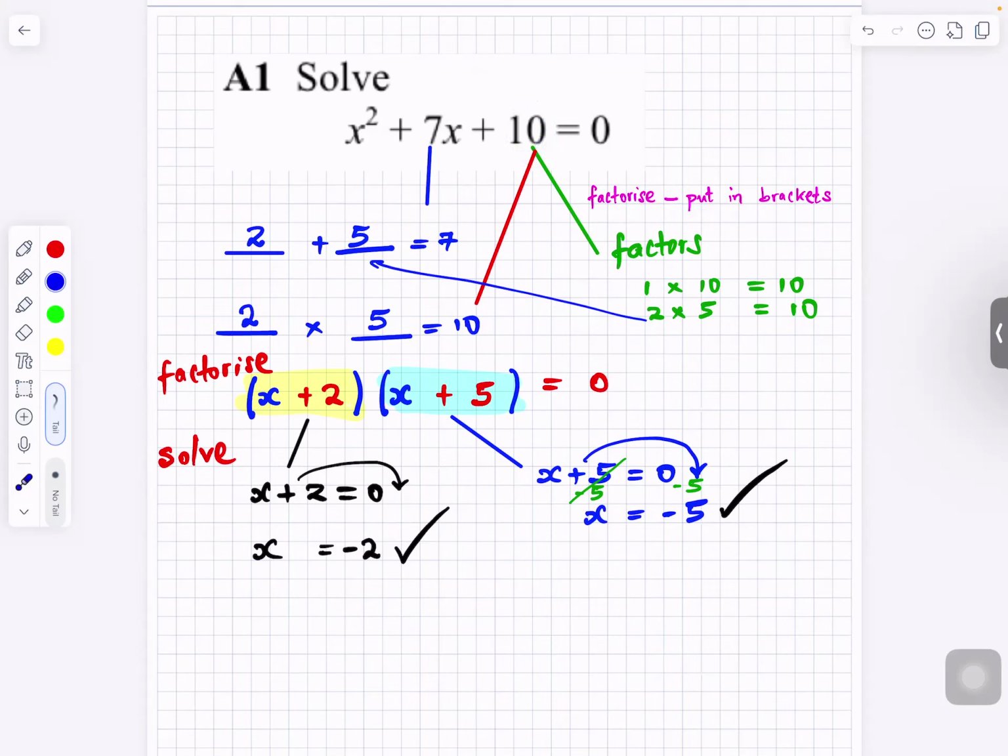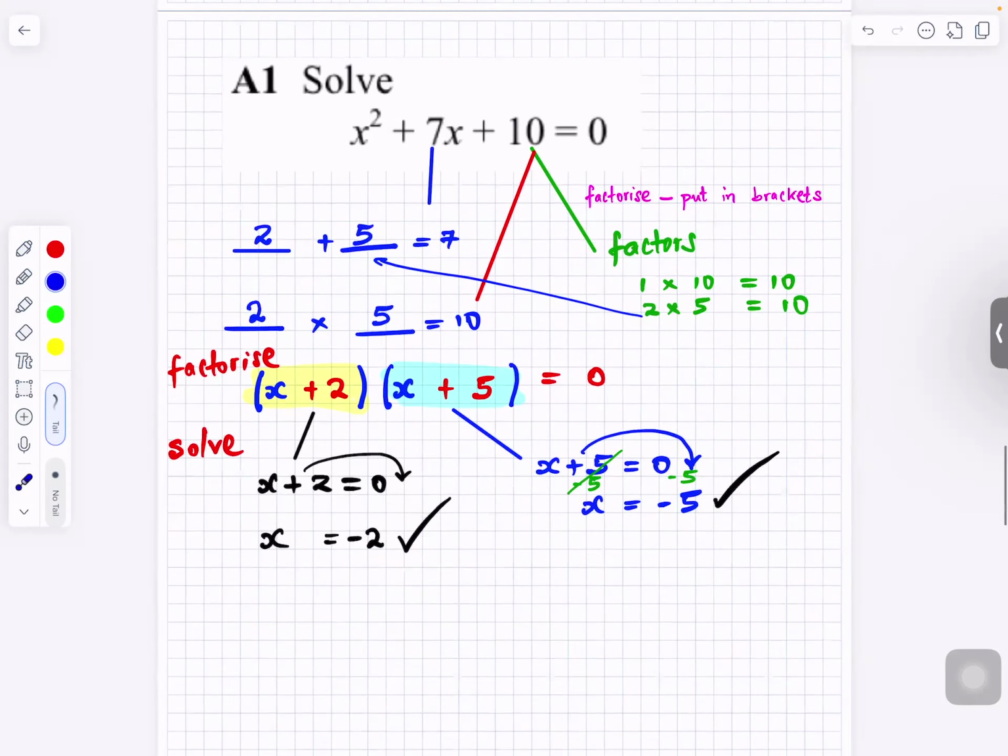And then after that, looking at the factors of 10, I want to choose 2 of them that will add to make 7 and 2 of them that will multiply to make 10. And then I put them in the pair of brackets like that. And then I take the first pair, the yellow one, make it equal to 0 and minus 2 on both sides. So x is minus 2. Take the second pair and minus 5 on both sides.